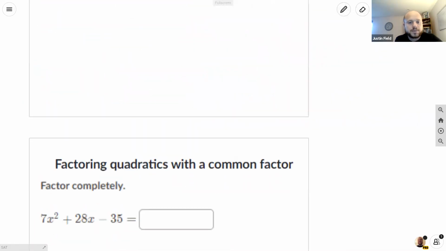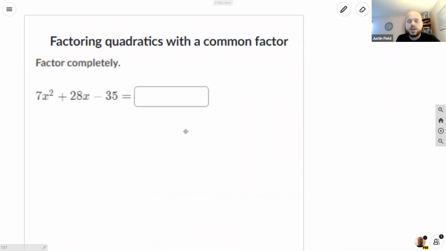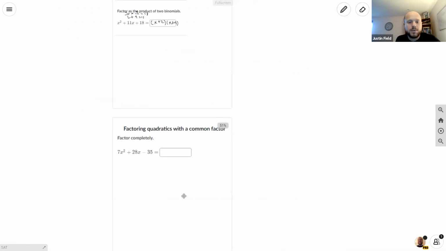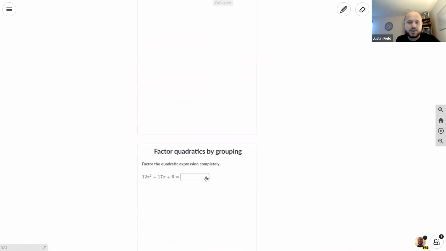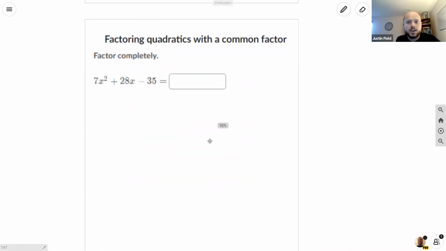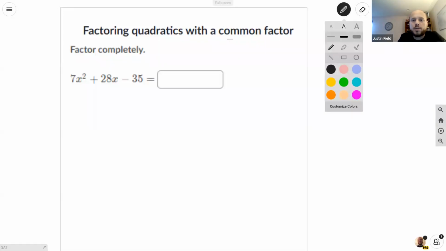All right. So now we're going to do some that are a little bit more tough, factoring with a common factor and factoring by grouping, and difference of squares is not tough, but it's weird if you don't know what you're doing. Okay, so factoring gets a little bit tricky when you have to look first for the common factor.